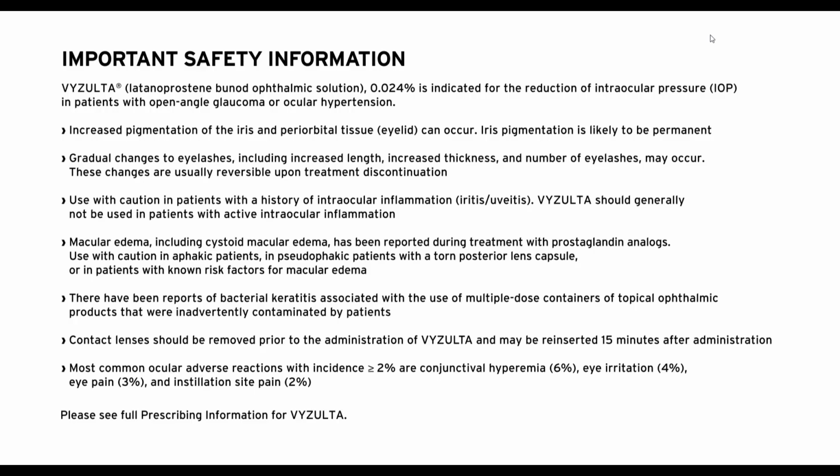Increased pigmentation of the iris and periorbital tissue, eyelid, can occur. Iris pigmentation is likely to be permanent. Gradual changes to eyelashes, including increased length, increased thickness, and number of eyelashes may occur. These changes are usually reversible upon treatment discontinuation. Use with caution in patients with a history of intraocular inflammation, iritis, uveitis. Vyzulta should generally not be used in patients with active intraocular inflammation.